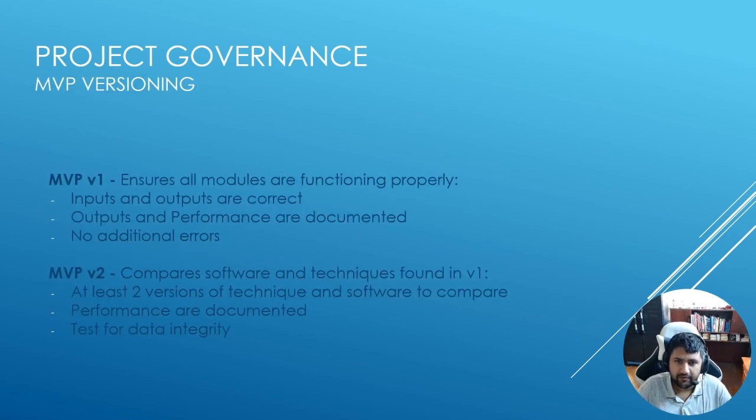There are two MVP versions that we have planned. MVP V1 is mainly about getting each part of the code working, with the correct inputs and outputs, no additional errors occurring, like any syntax errors, any spelling errors, or anything that's outside the input and output errors that we usually have. And each part of the code needs to be documented, mainly what each part of the code does. This will be mainly used for our final report that we have to present.